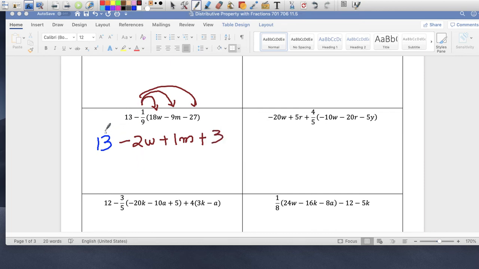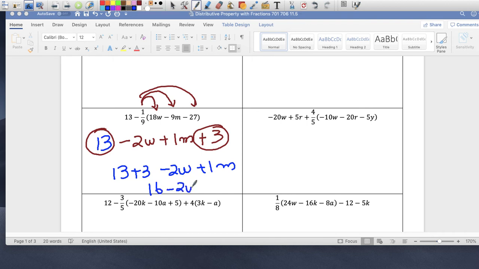Can I combine? Yes, I can actually combine this guy with this guy. So I'm going to write them side by side. 13 plus 3, and then minus 2w plus 1m. 13 plus 3 is 16, and then final answer: 16 minus 2w plus 1m, or just m.